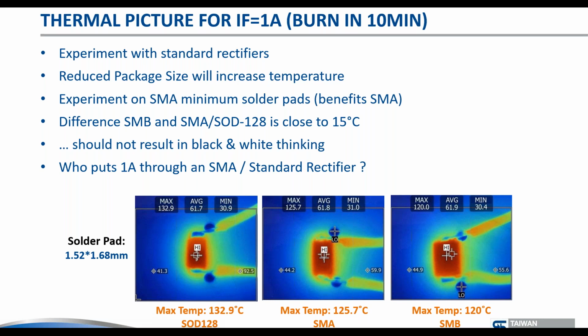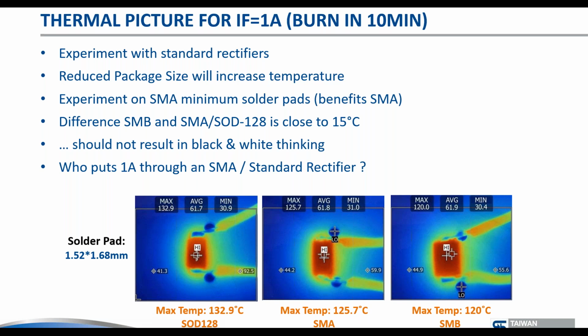But let's not look at this as a black and white result, like smaller is worse or that type of thing. The question is, who puts 1 amp through an SMA standard rectifier? I would say very few people do. If you put it in a flyback converter, you might put in 100 milliamp through it, and then actually your 30 amp surge determines whether you use the S1 or a bigger die.